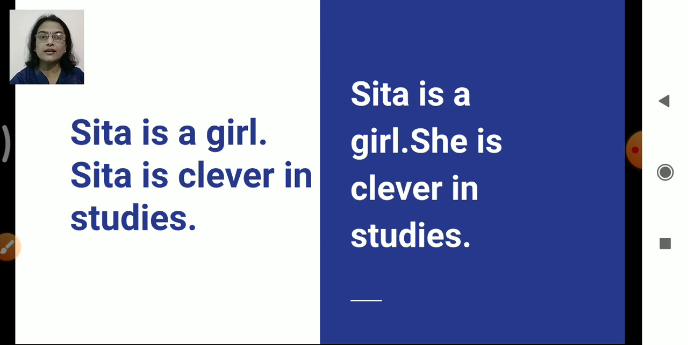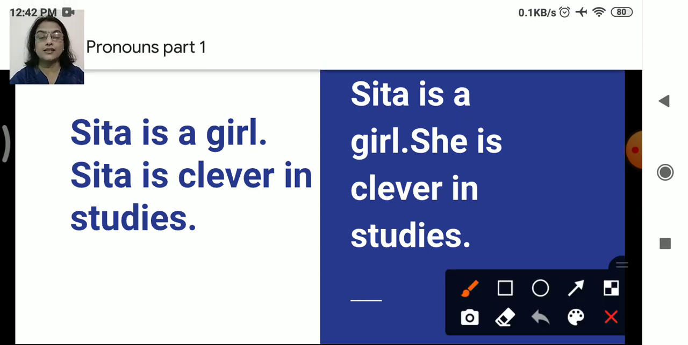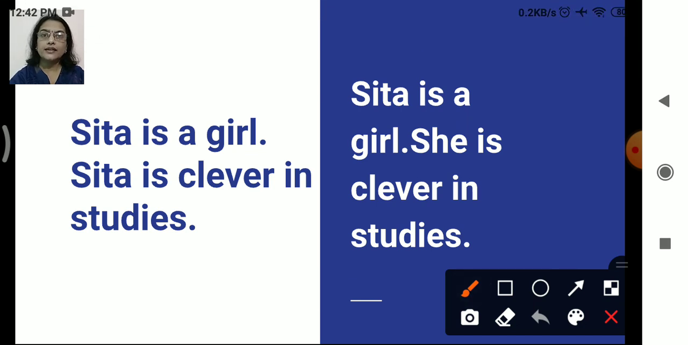Okay, so you can see here on the left-hand side it is written as Sita is a girl. Sita is clever in studies. And in the blue part on the right side you can see Sita is a girl. She is clever in studies. So what is done here? Can you find the difference between these two? Sita is a girl. Sita is clever in studies. But in the second part, what is written? In the beginning, we have used Sita is a girl. Now, instead of Sita, what have we used here? We have used here she. Right? She is clever in studies.